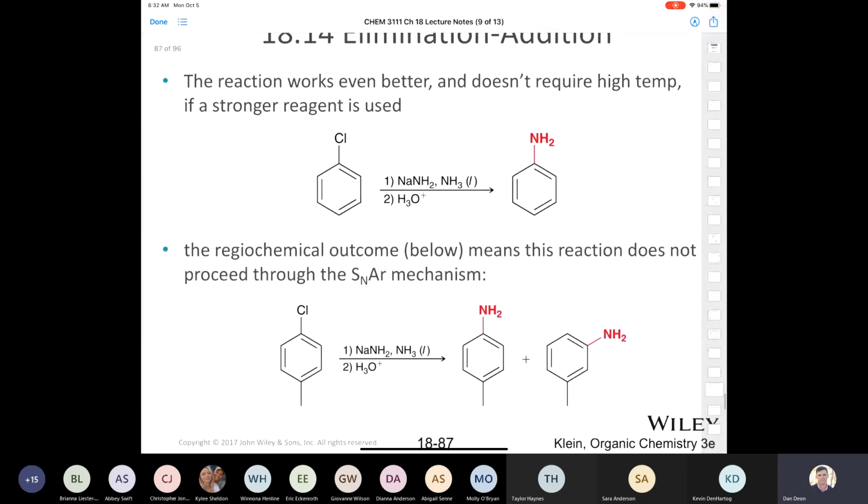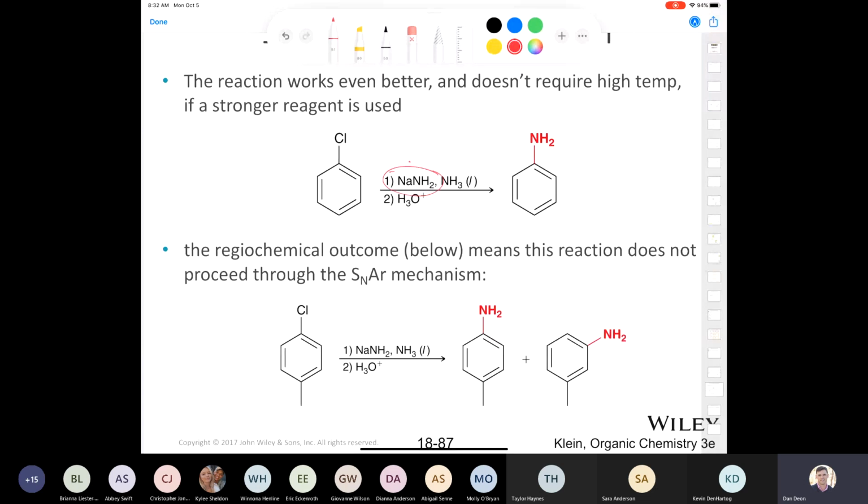So if you use an even stronger base, like sodium amide, you guys remember this base? Remember from the alkynes chapter? We use this all the time. This is sodium amide in liquid ammonia. You don't even have to use high temperature, and you can take chlorobenzene and convert it into aniline. And you might think, well, it's just an SNAr reaction. But hold on, here's where it gets interesting.